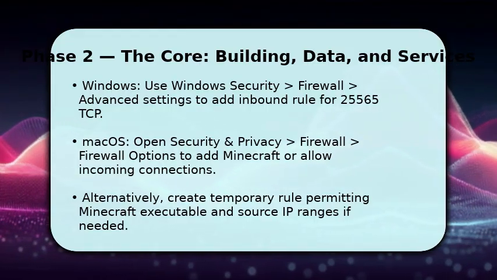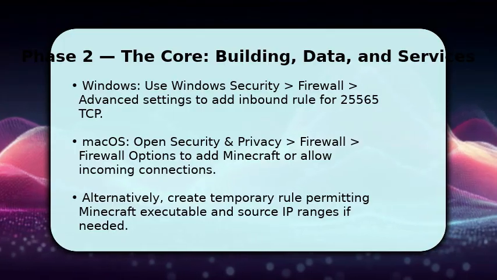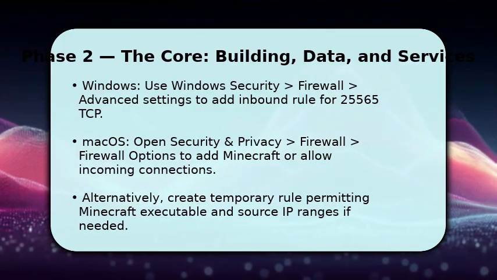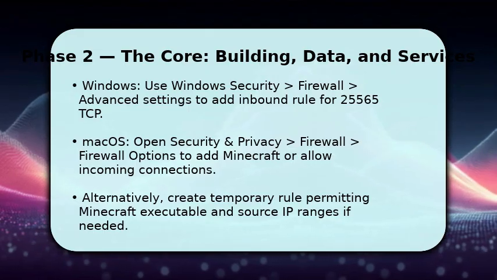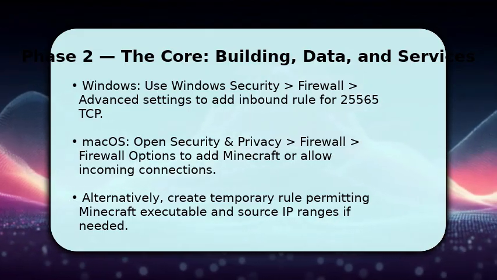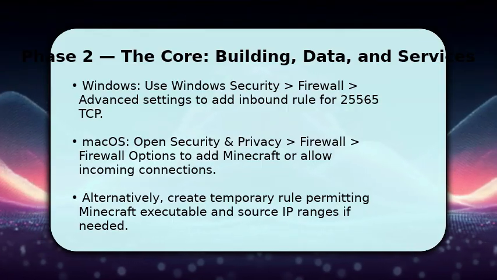On Mac OS, open System Settings, Security and Privacy, Firewall, then Firewall Options, add the Minecraft app and set to allow incoming connections. Alternatively, instead of blanket disabling, create a temporary Allow Rule scope to your device IP.